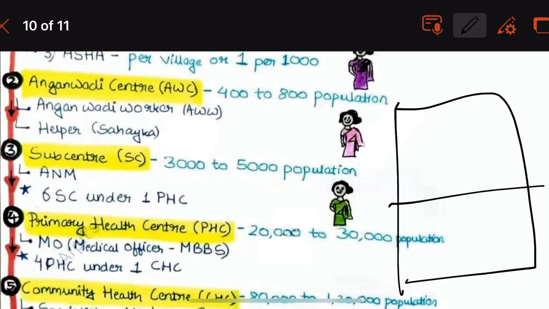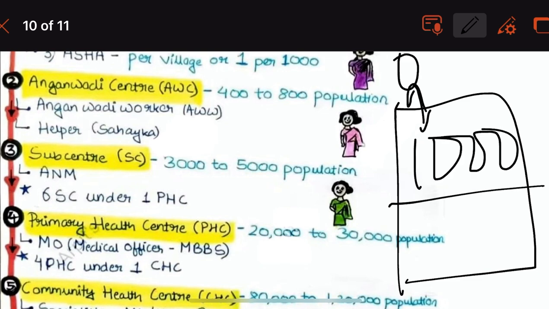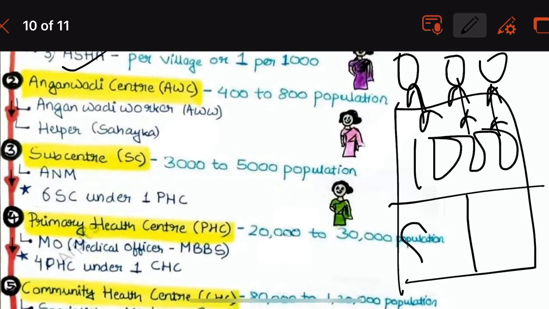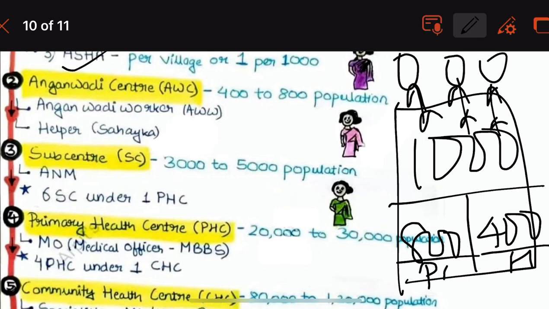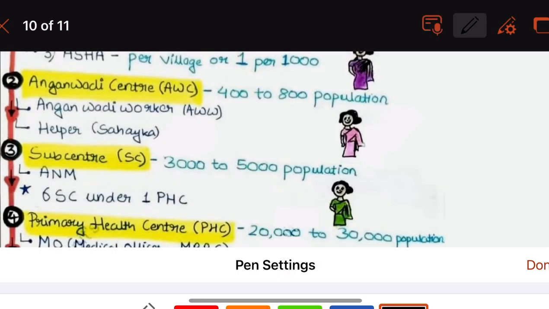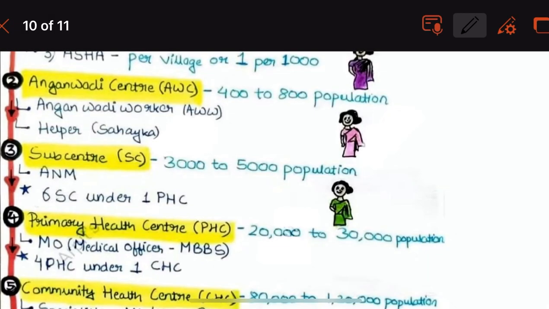At the village level, for 1000 population, we have one village health guide, one ASHA worker, and one trained Dai or birth attendant. Then for 800 and 400 population: in the hilly areas 400, in the plain areas 800, we have one Anganwadi worker or one Anganwadi center. Clear? So far we are done.